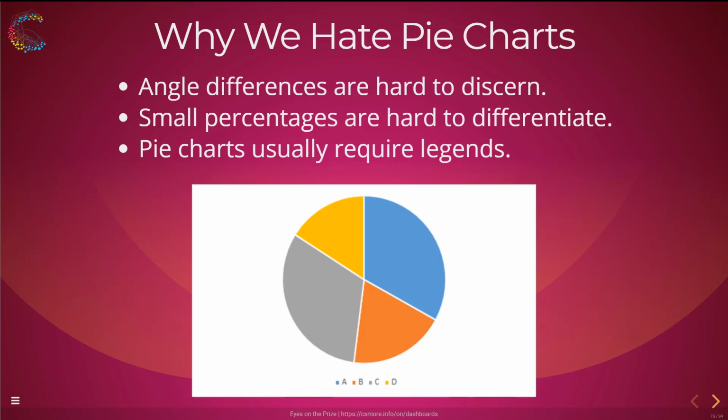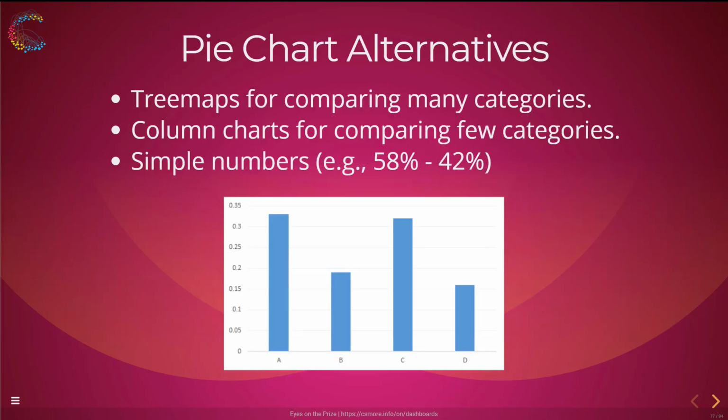Pie charts also tend to require legends. And if you have a legend, you have your eyes bouncing up and down. That bounce up and down wastes time, wastes energy, causes people to leave. As an alternative, if you're comparing a large number of categories, use a tree map. It's not perfect, but it's better.